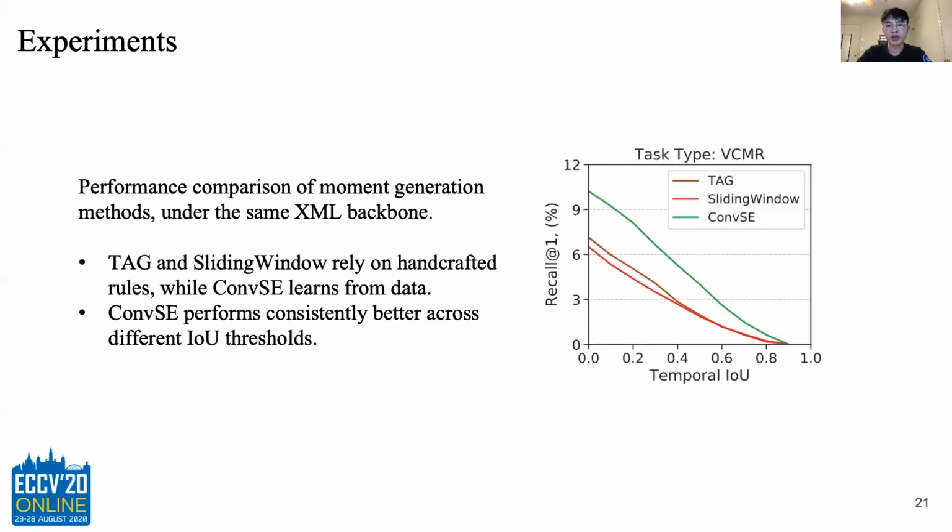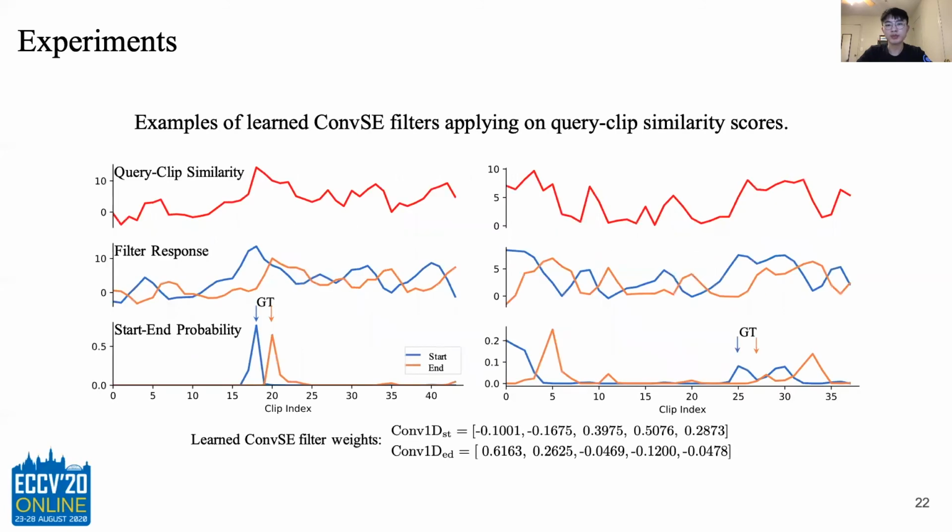Here we show the performance comparison of moment generation methods under the same XML backbone. TAG and the sliding window rely on handcrafted rules, while conv-SE learns from data for more accurate localization. The results show conv-SE performs consistently better across different IoU thresholds. Here we show examples of the learned conv-SE filters applied on query clip similarity scores. The filters output stronger responses to the up and down edges of the score curves and thus detect them. Interestingly, the learned filter weights are similar to the edge detectors in image processing.